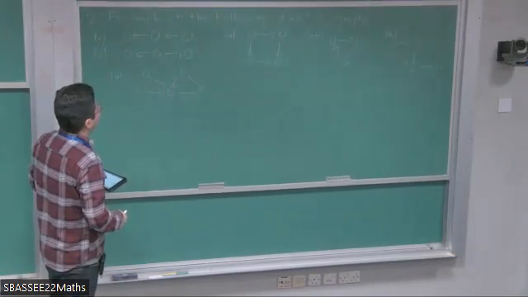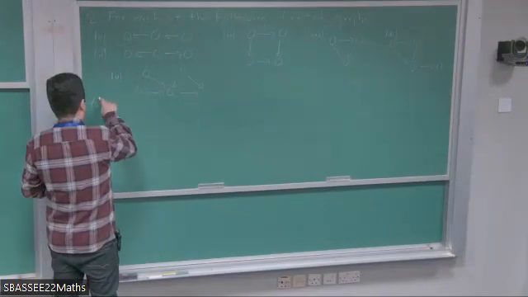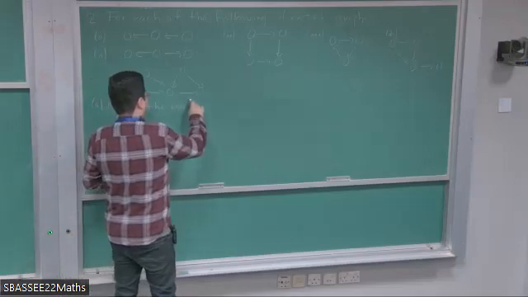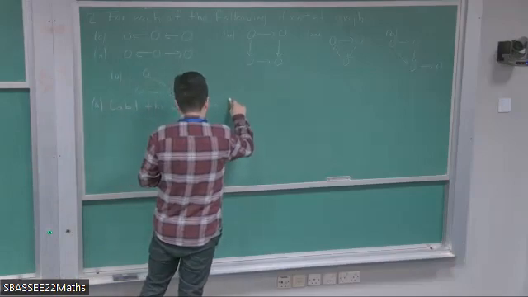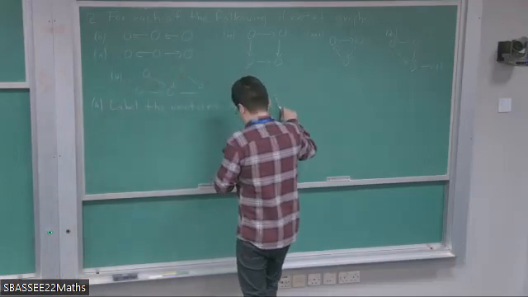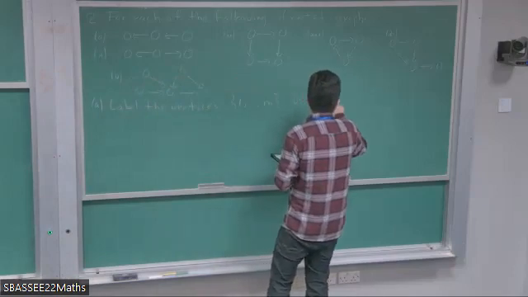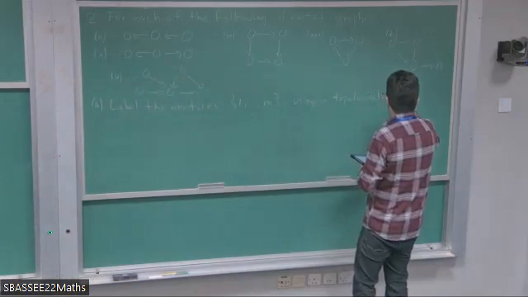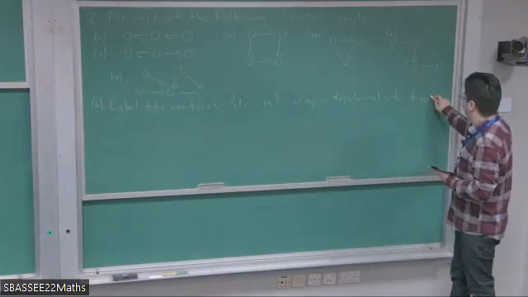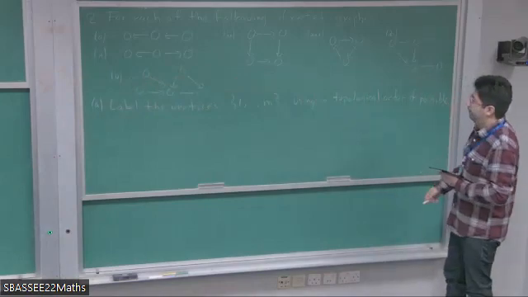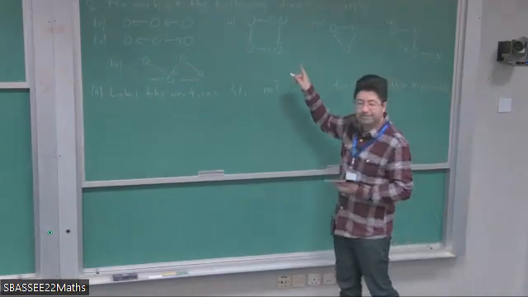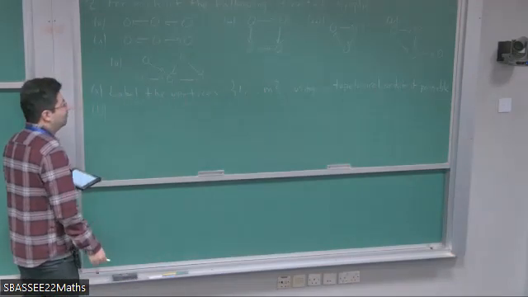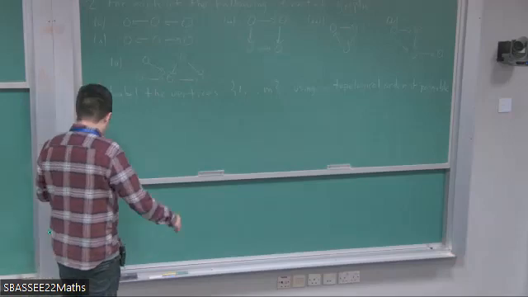And well, what is the task? Part A is to label the vertices from 1 to m using a topological ordering if possible. Okay, so you need to name them. I didn't give them numbers. You have to choose your labeling. And if possible, you would like this to be a topological order because we saw that had nice properties.